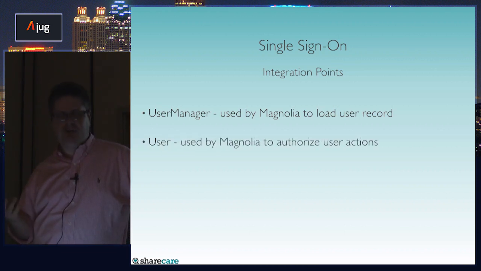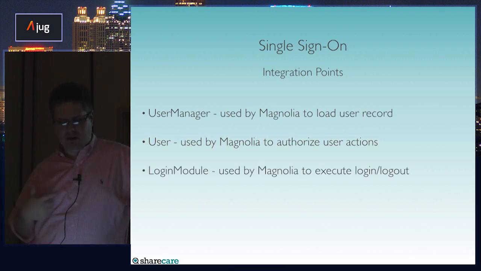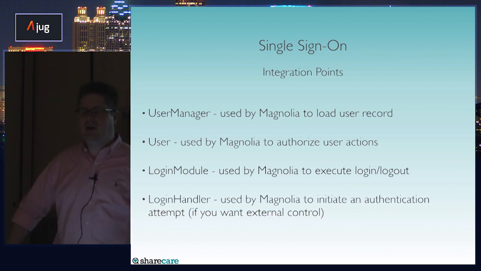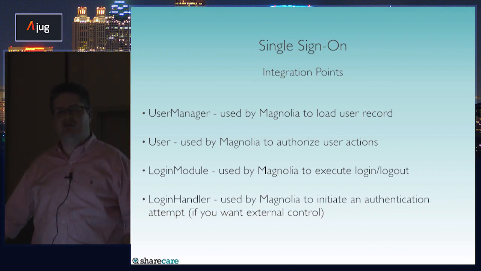You've got the notion of a user itself, which is the model that Magnolia uses to describe what a user is. You've got a login module, which is the piece of code that Magnolia uses to attempt to log a user in and log a user out. And then, depending on what you're doing, there's also a login handler that you use to initiate an attempt at authentication. The important fact is, all four of these things are interfaces, and Magnolia doesn't actually care what implementation you use. All you have to do is tell Magnolia, this is the class that I want you to use as the login module, and it will.